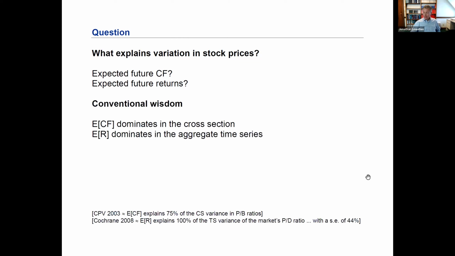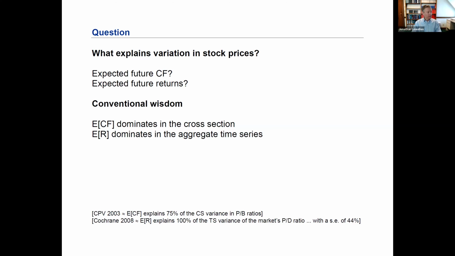Sean talked a little bit about the conventional wisdom, and I think this is the way they describe it in the paper, and I think it's accurate: cash flows are really important when we're looking at cross-sectional differences in stock prices or valuation ratios, but expected returns are really the dominant factor if we look at the aggregate time series.